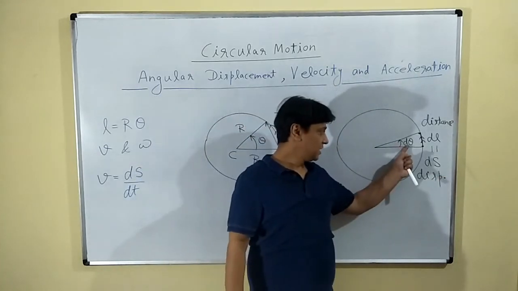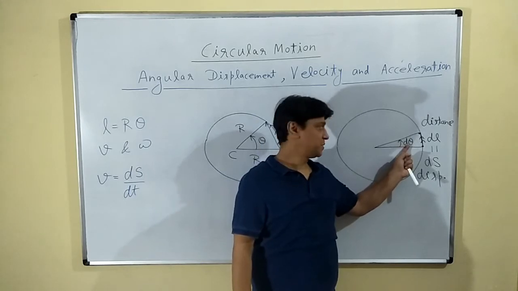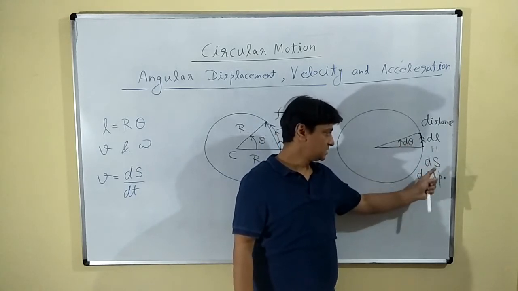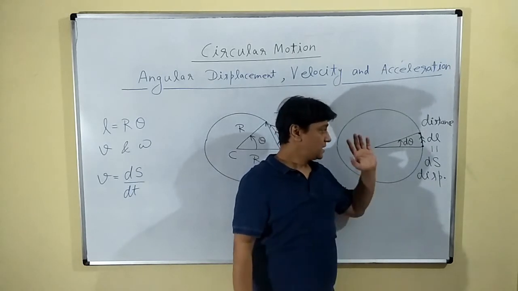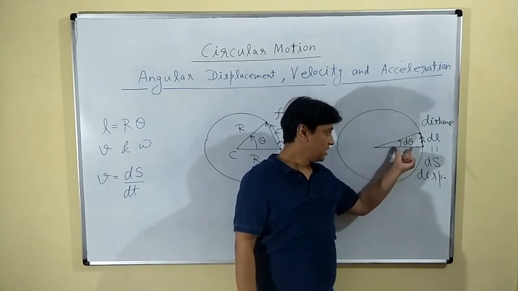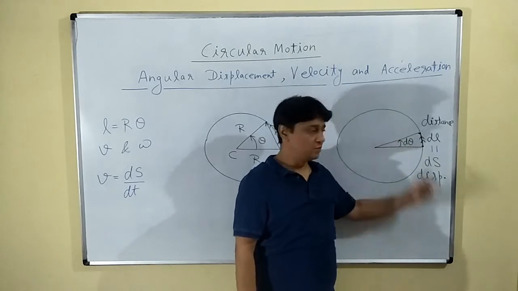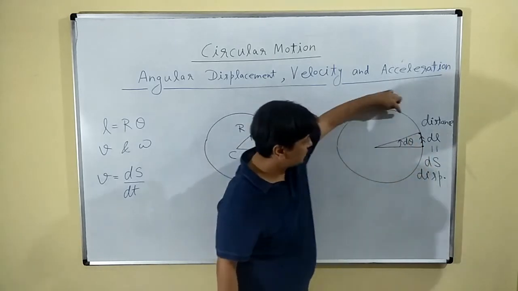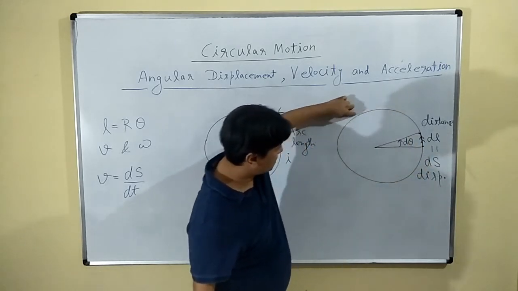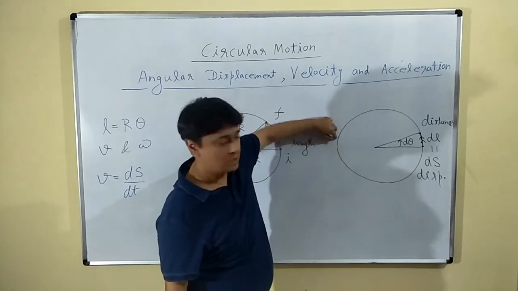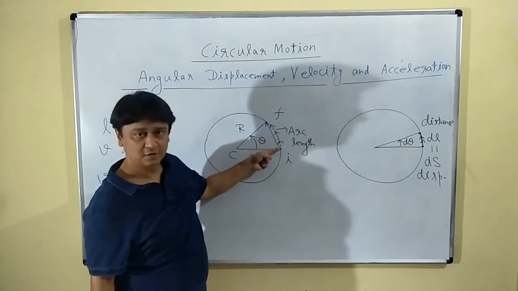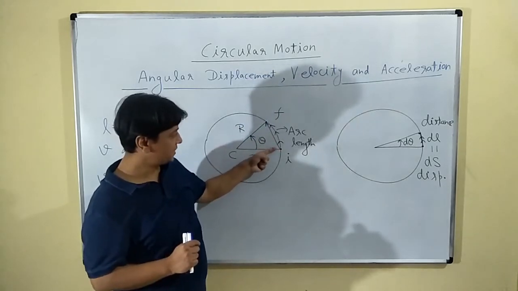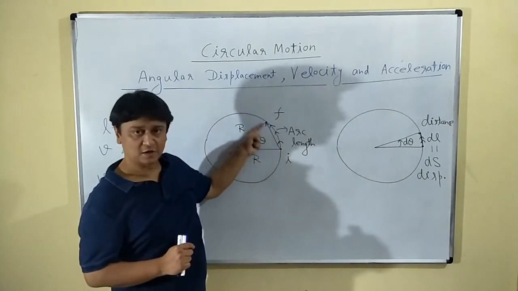What is d theta? Angular displacement. What is dl? Distance. What is ds? Displacement. क्या करना पड़ा? d theta. फायदा क्या हुआ? If you consider a very large portion of the circle, something like this, then arc length, which is distance, is different from displacement.